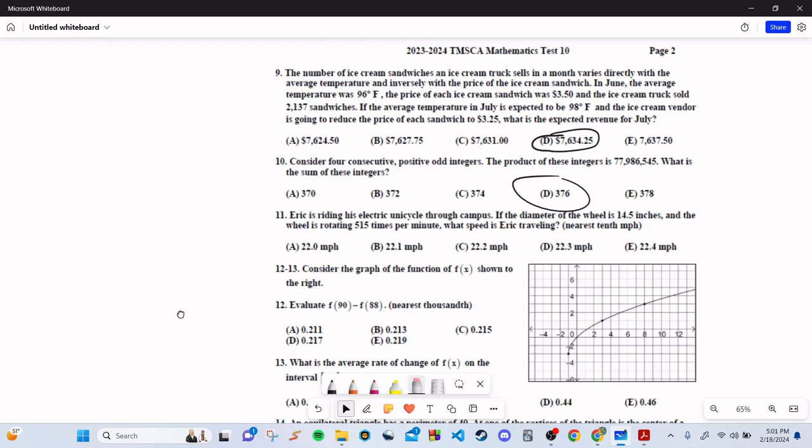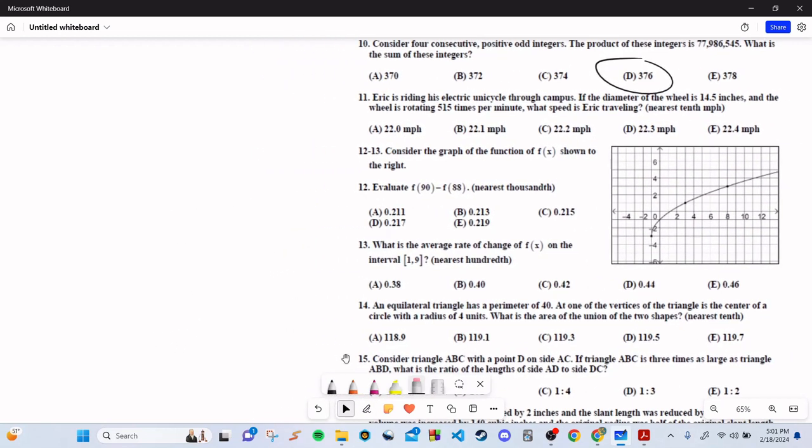Okay, so question 11. So Eric is riding his electric unicycle through campus. The diameter is given as 14.5 inches. So we know the wheel is rotating this many times per minute. We want to know what speed he's traveling at in miles per hour. Okay, so this value here, the 515 rotations per minute.